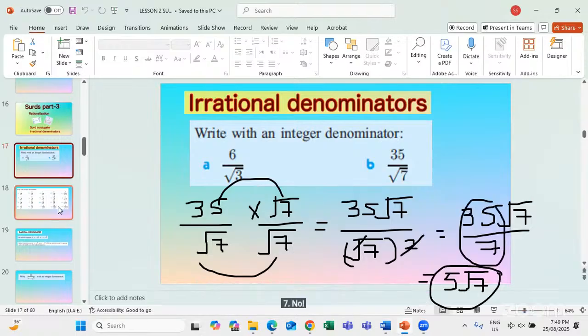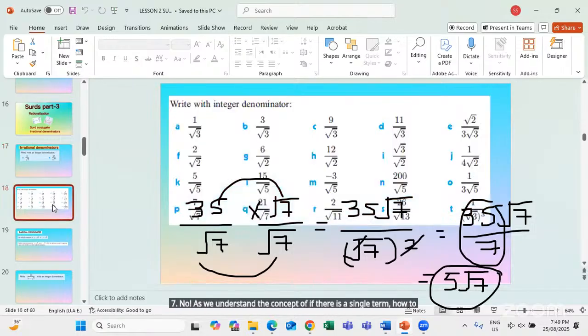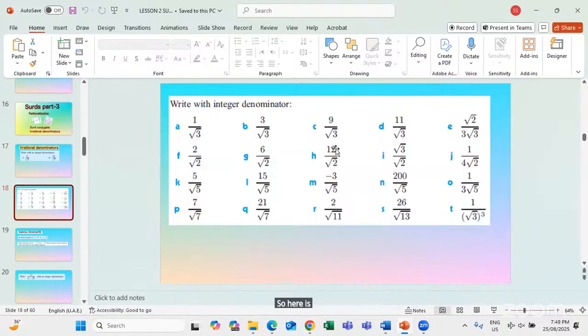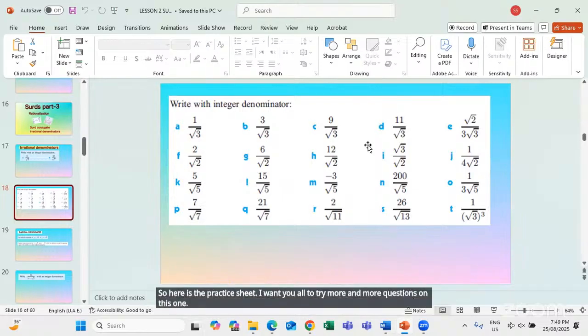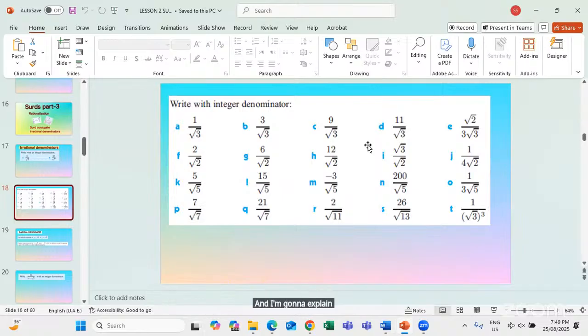Now we understand the concept: if there is a single term, how to convert it into an integer denominator, or how to rationalize it. So here is the practice sheet. I want you all to try more and more questions on this one. And I'm going to explain one of the questions from here as well, and that is the last one.